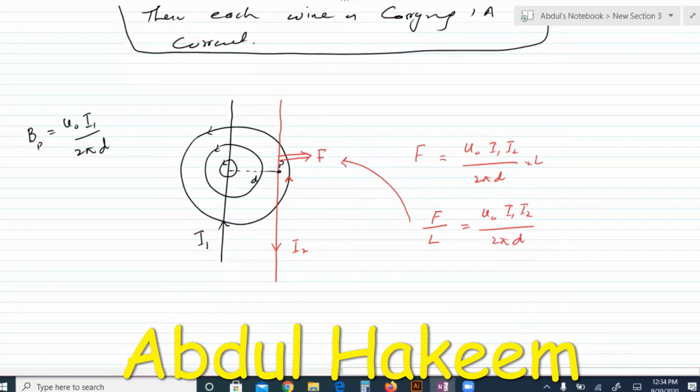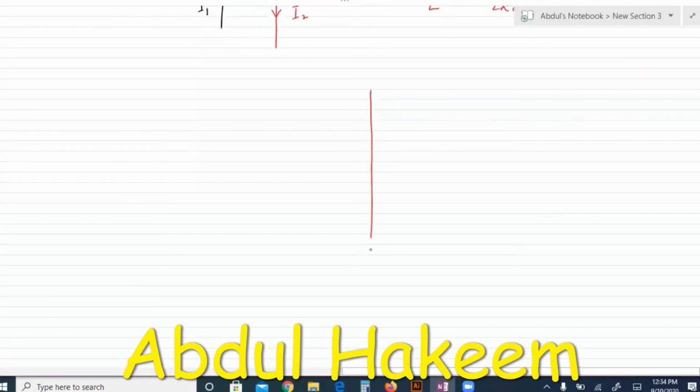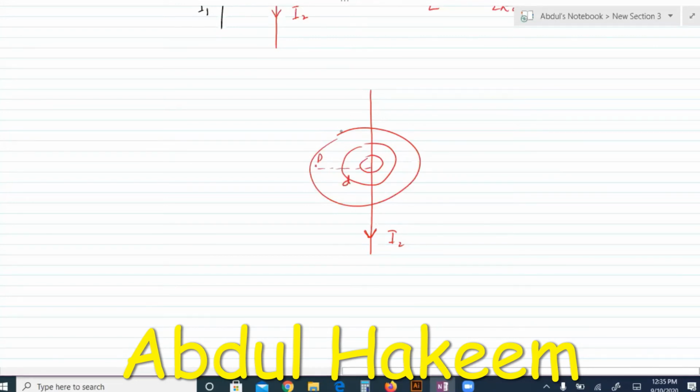Now suppose this red wire is placed here, and we consider its magnetic field around it, and the same distance here, this is P. Now according to the right-hand grip rule, this is the direction of the magnetic field. Now at P, the B due to this will be μ₀I₂ / 2πd.